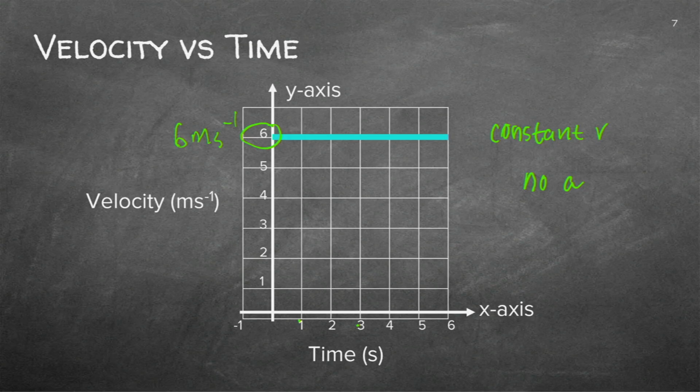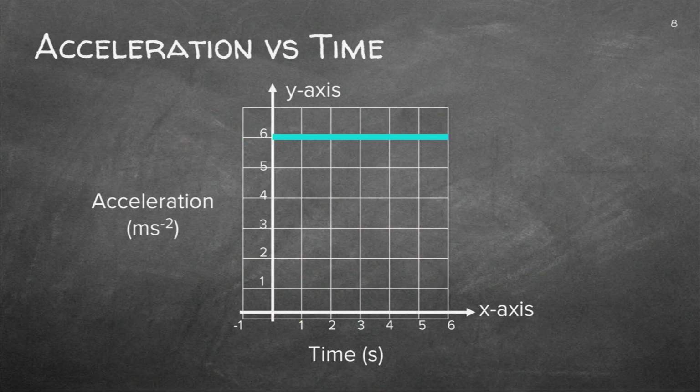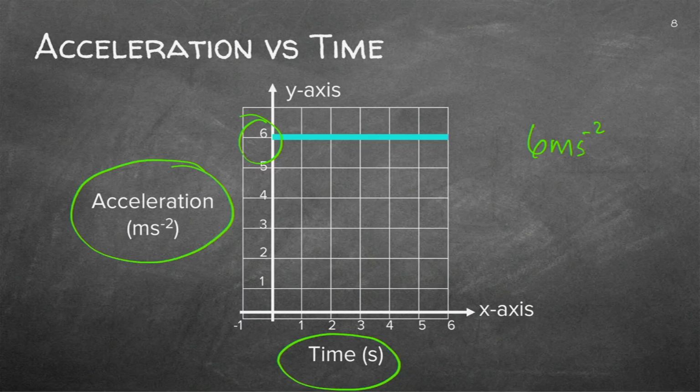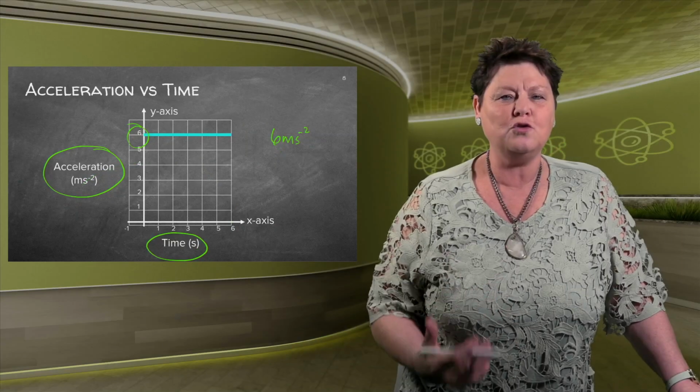You have to be able to transfer the one graph or the one concept to the other. What will this resemble? I've got a constant acceleration of 6 meters per second squared. So I am going faster and I am increasing my velocity, but it's at a constant acceleration. So every time you look at a graph, have a look at the y-axis, have a look at the x-axis, and try and interpret what they would want you to do with this.